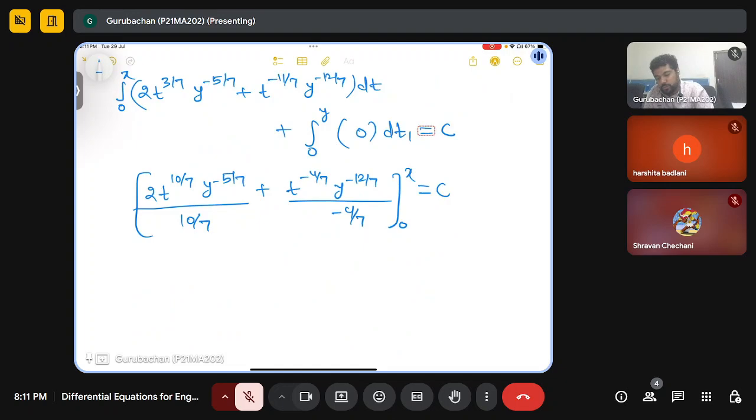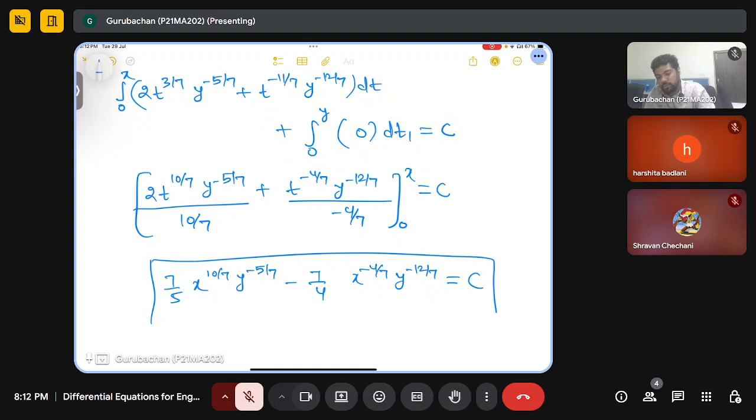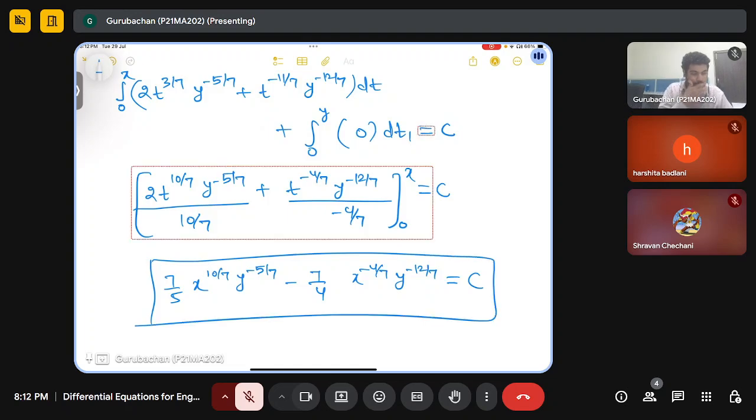So this will give you 7 by 5 x to the power 10 by 7 y to the power minus 5 by 7 minus 7 by 4 x to the power minus 4 by 7 y to the power minus 12 by 7 is equal to constant. Is this the same answer? Are you getting it?